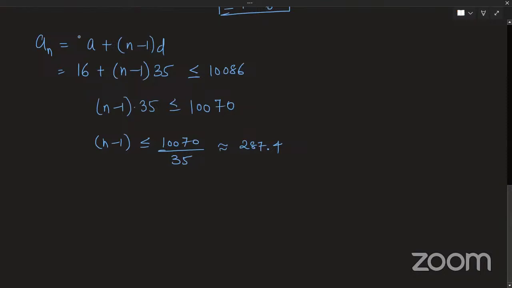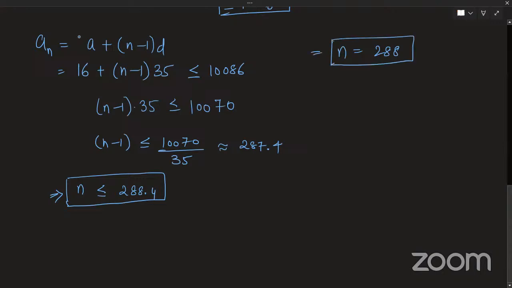So basically my n is lesser than, so it is n minus 1. So I will send 1 there. So it is 288.4, right? So can you tell me what is my largest value of n over here that I can get? 288, right? Everyone confirm?